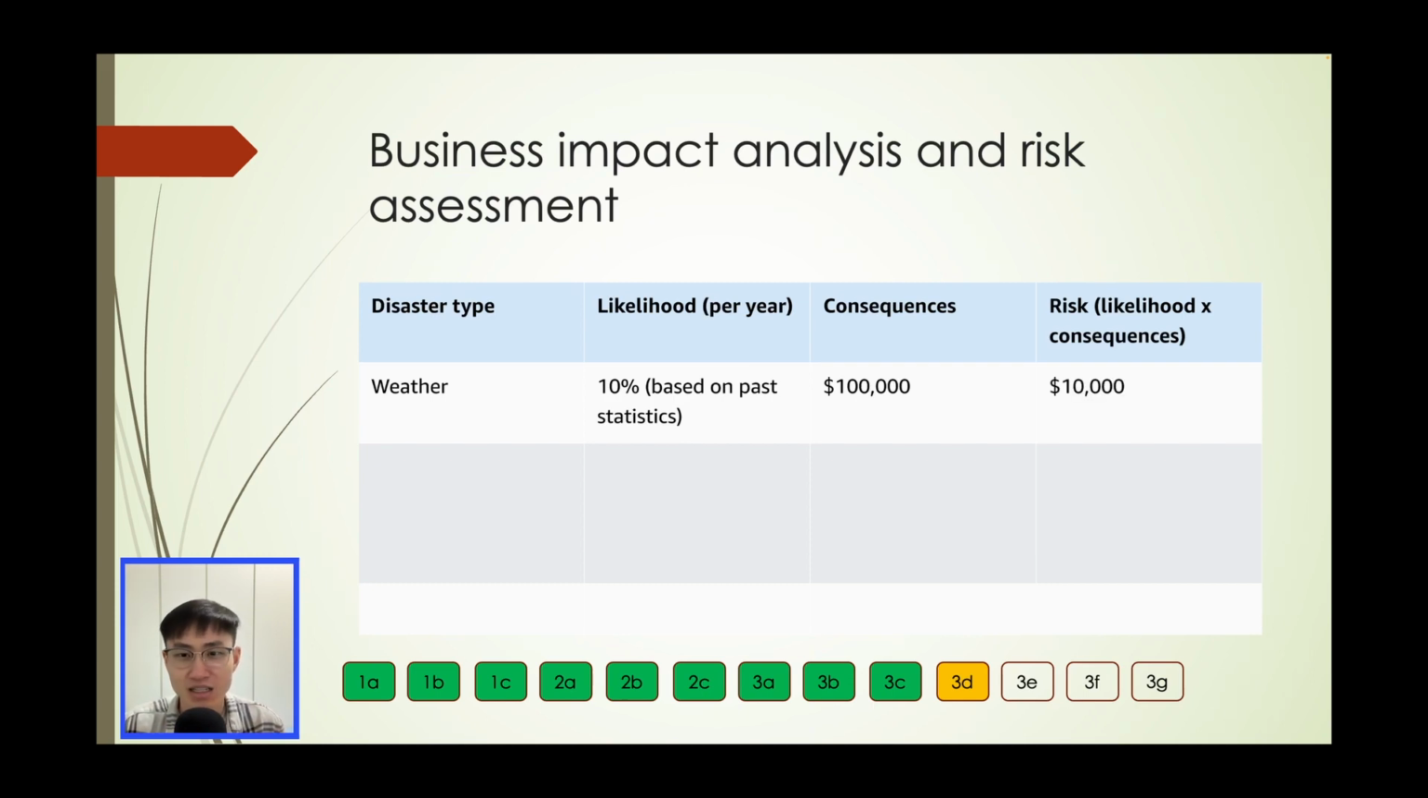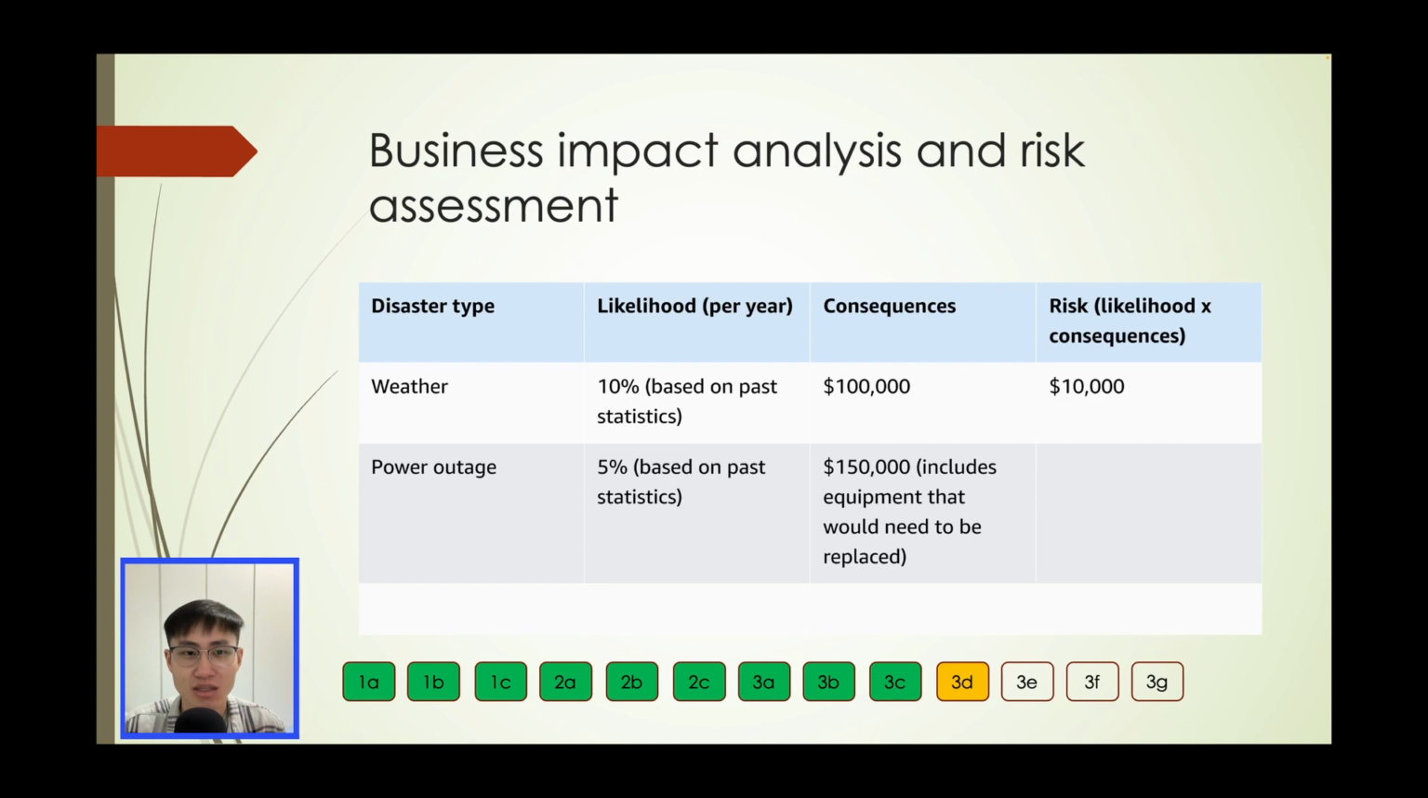So here we have another example of power outage, which has a 5% likelihood of happening, but 150,000 in terms of consequence. With that, you get 7,500 as the risk. When you sum up all of this, you get the total risk, which is actually your total cost of ownership.